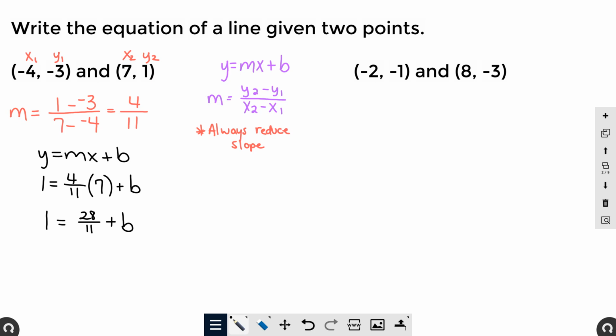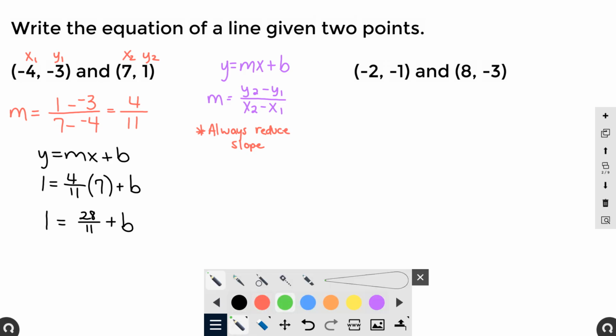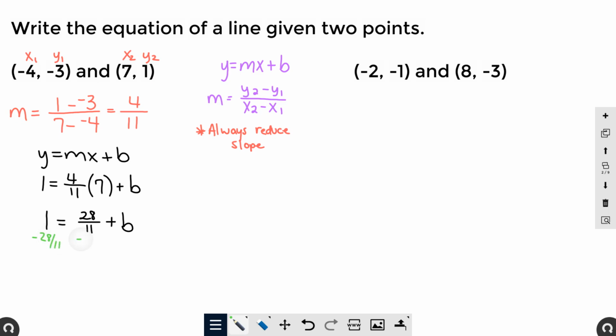Now, our last step is to get b alone, so we're either going to add or subtract whatever is with b. So we've got this 28 over 11. It's positive, so we need to subtract it. And don't forget it's a fraction, so put it in parentheses in your calculator. That's just a good habit to get into. So on each side, we subtract 28 over 11. So what's 1 minus 28 over 11? That sounds good to me.